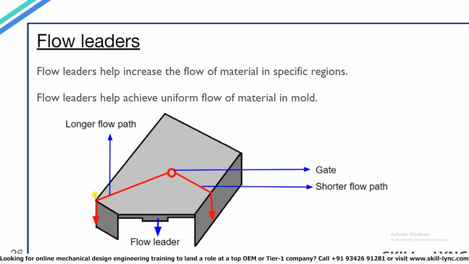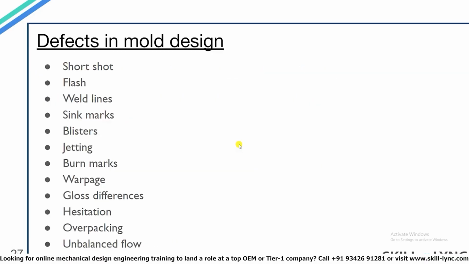Flow leaders are the specific regions in a part that are purposely made thicker to promote the flow of the material. The flow of material will increase in the regions of higher thickness, which will help us achieve an overall uniform flow of material. Now we will be looking at some of the defects which can occur in the molding process. Here all the defects are mentioned that I will be covering in this session.